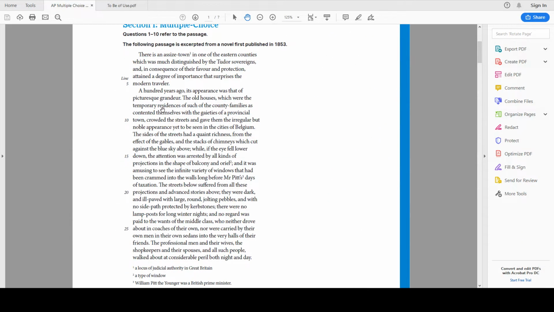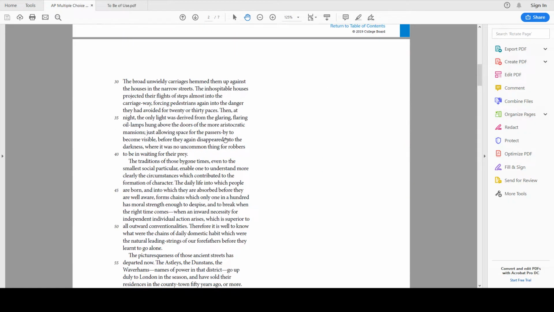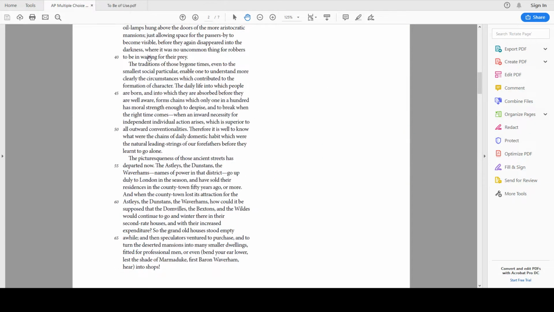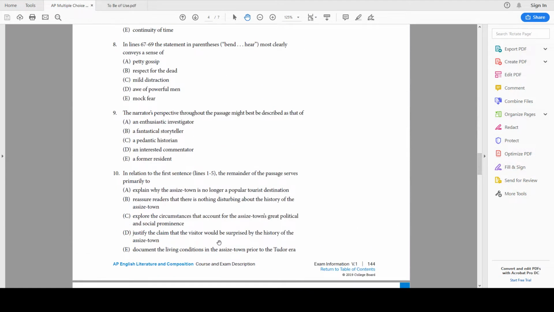We read about it being nice, but having some downsides and not being super fun, and then eventually the people left. Okay, that justified why I would be surprised by the history of it being an important town at one point, because now it kind of stinks. So the answer is D.